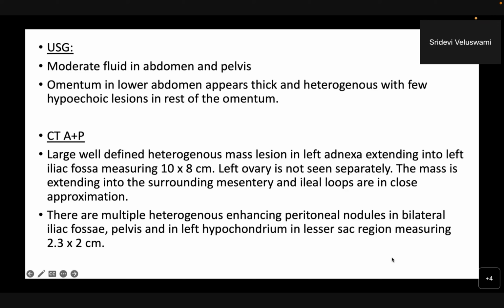Okay. What did the CT show? You have the films? No, ma'am. Not this CT. I have the post-chemo CT images. Okay, fine. Go ahead, read. So there was a large, well-defined heterogeneous mass lesion in the left adnexa extending into the left iliac fossa, measuring around 10 by 8 centimeters. The left ovary was not seen separately. The mass is extending into the surrounding mesentery, and the ileal loops are in close approximation. There are multiple heterogeneous enhancing peritoneal nodules in the bilateral iliac fossae, pelvis and in the left hypochondrium, in the lesser sac, measuring around 2 by 2 centimeters, 2.3 by 2 centimeters.